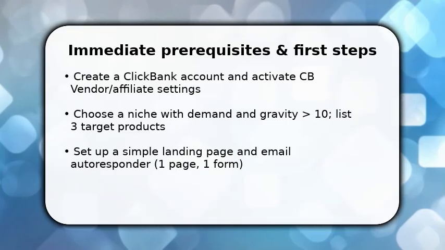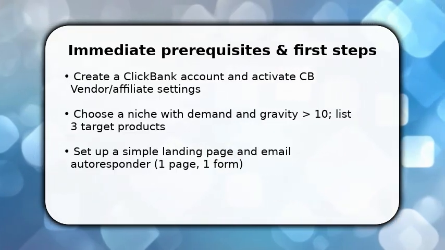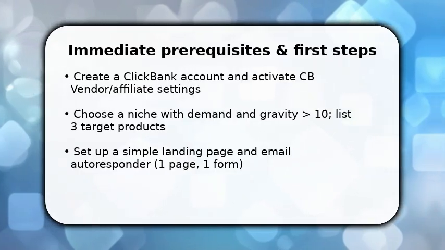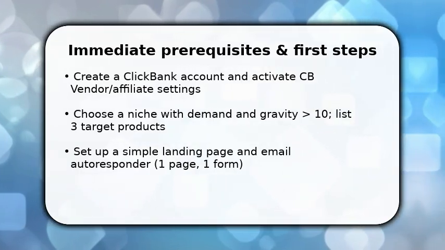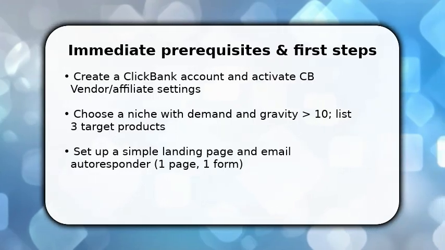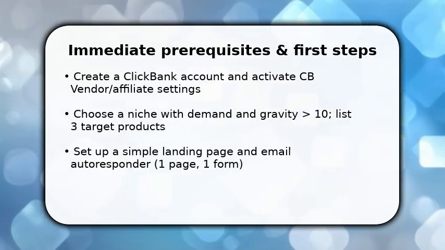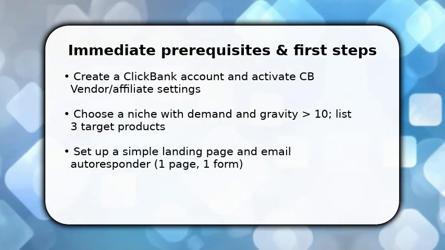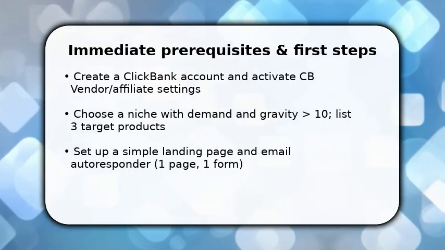You need a ClickBank account and a working landing page before you scale. First, verify your ClickBank profile and enable affiliate tracking. This lets you generate hop links. Next, pick a focused niche and shortlist 3 products with gravity above 10. This shows consistent sales. Then, build a one-page landing that captures emails and connects to your autoresponder.